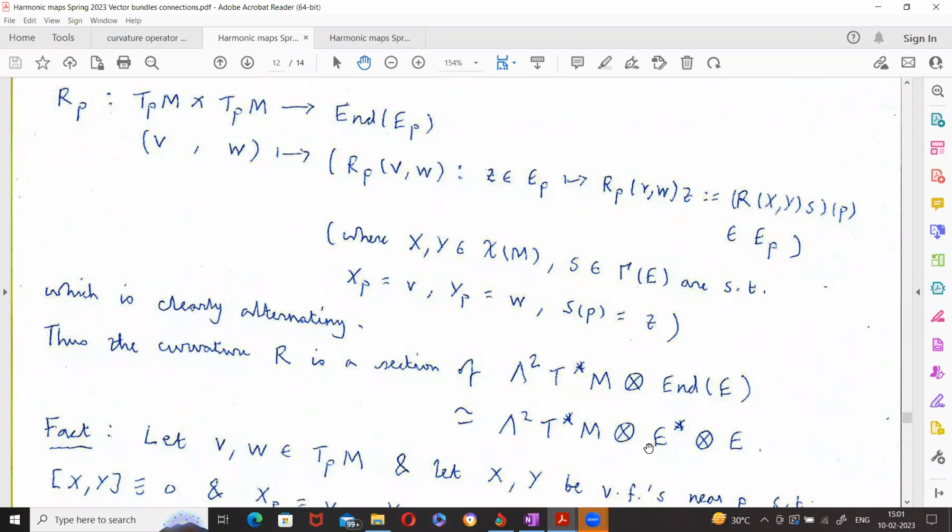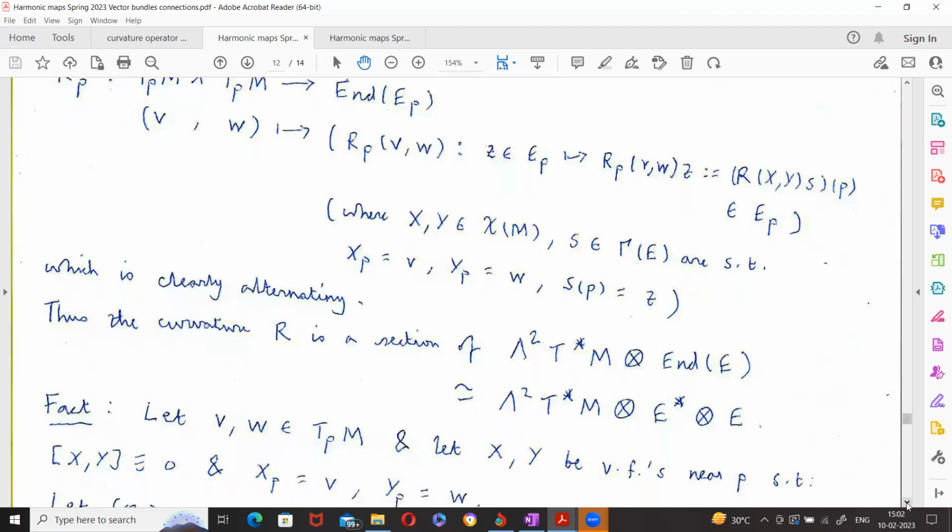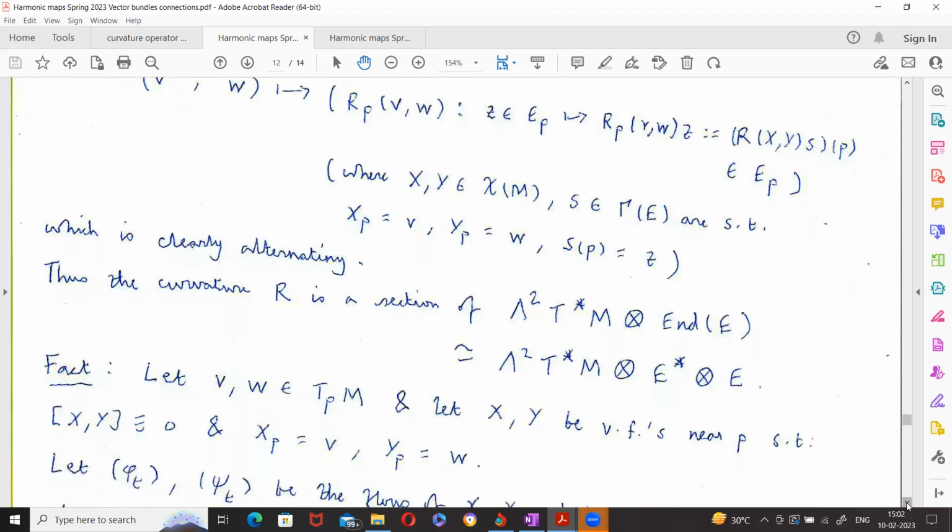Is that clear? R is a two form actually. It's an endomorphism valued two form, right? It's not a scalar valued two form. It takes values in endomorphisms. That's why I need to tensor with the endomorphisms. If it was scalar valued, then it would be just wedge squared T star M. But since it's taking values in endomorphisms, I need to tensor with endomorphisms. Makes sense? So it's an endomorphism valued two form.